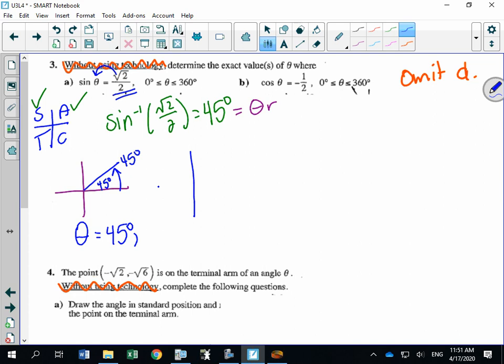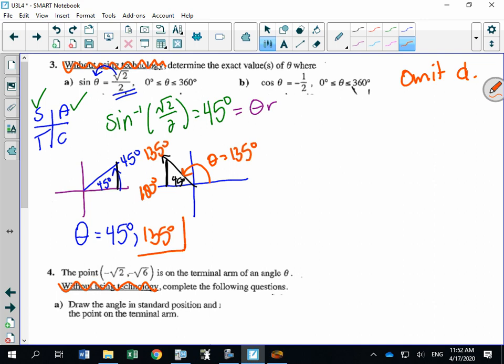My other solution is in quadrant 2. Reference angle is 45 degrees. So remember, you always draw your triangle. And they want the rotational angle. This from 0 would be the rotational angle. So in order to get that rotational angle, 180 degrees minus 45 degrees would give you a rotational angle of 135 degrees. And that would be your two answers. So I want you guys to try B, and I want you to try C.